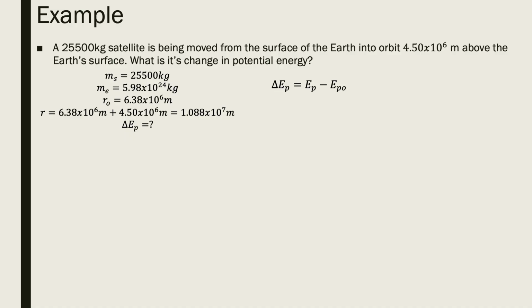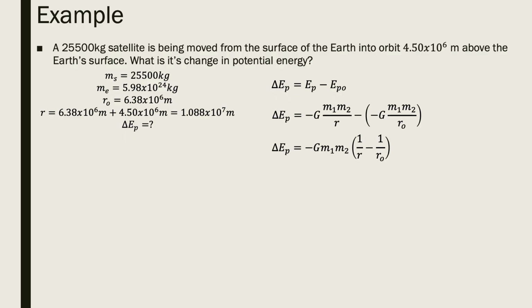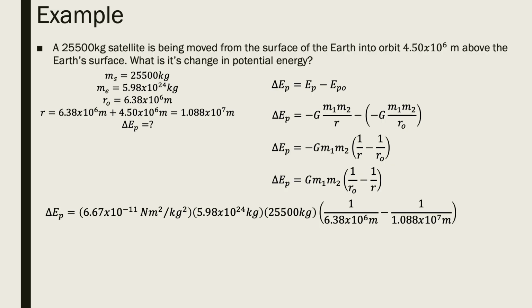Now we have change in our potential energy as our final potential energy minus our initial. Substituting our values in and simplifying, just like we did on the previous page, and then substitute our values in, and we get a change in potential energy of 6.59 times 10 to the 11 joules.